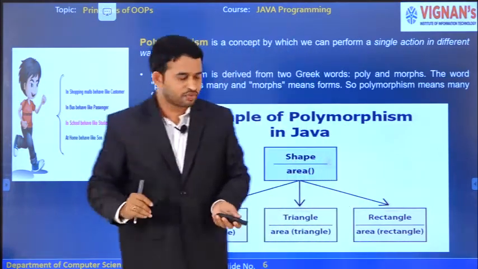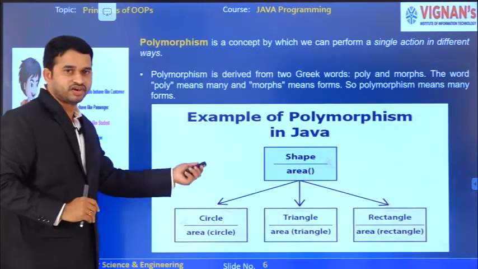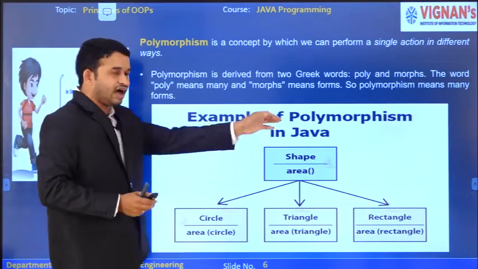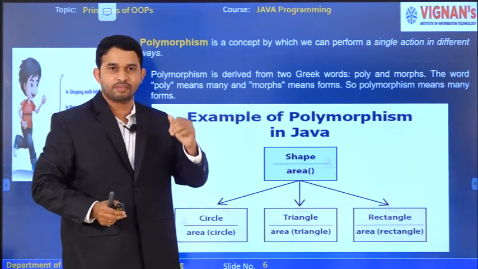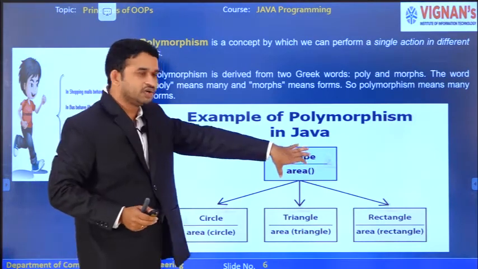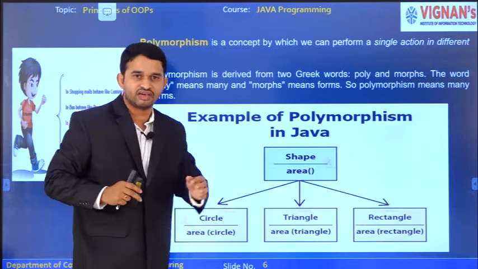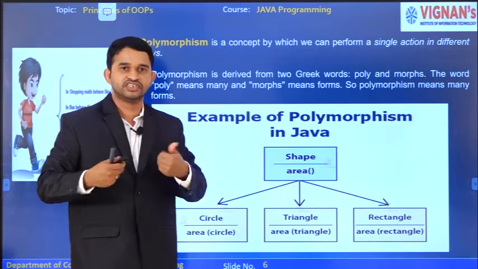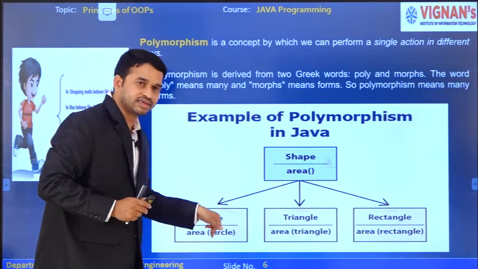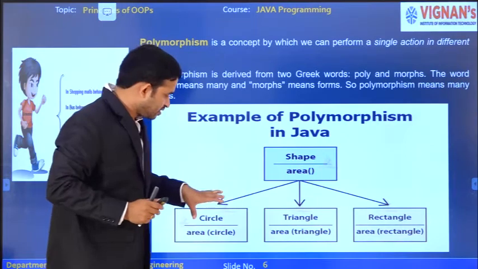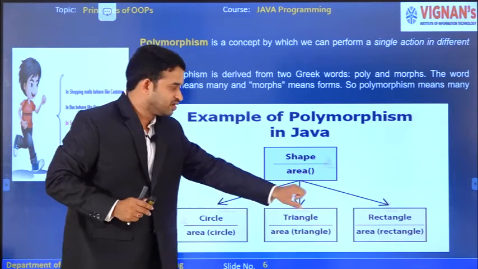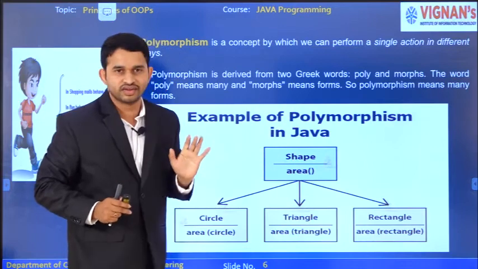Here is one more example for polymorphism from a programming point of view. I want to develop an application for finding the area of different shapes, for example circle, triangle, and rectangle. Circle is one of the shapes, triangle is one of the shapes, rectangle, and so on.